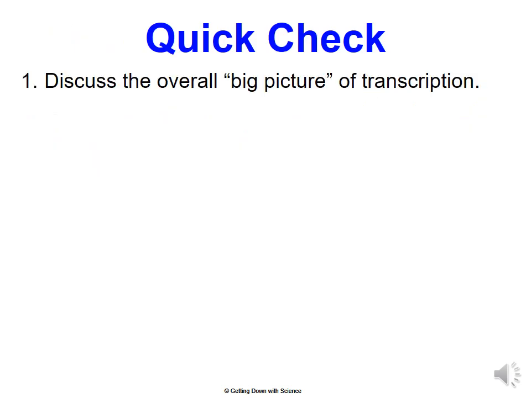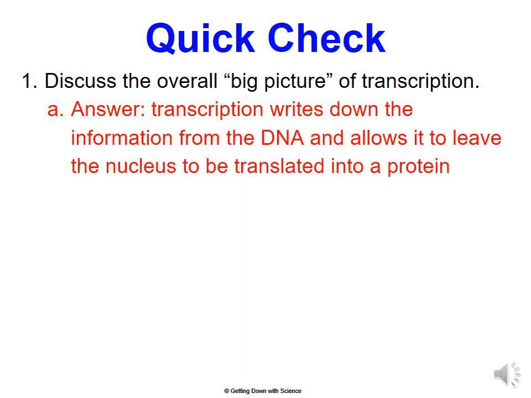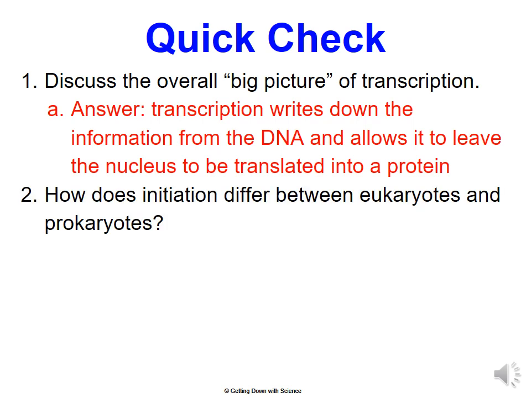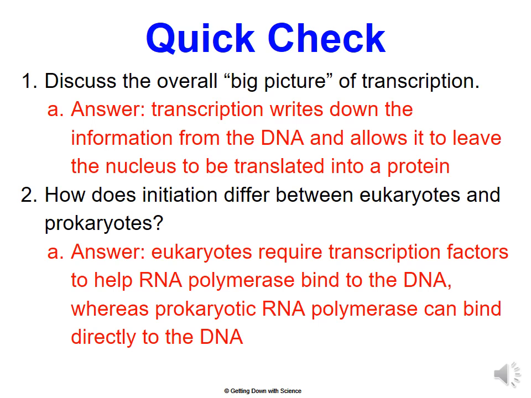Okay, so discuss the overall big picture of transcription. Transcription writes down the information from the DNA and allows it to leave the nucleus to be translated into a protein. How does initiation differ between eukaryotes and prokaryotes? So remember, in eukaryotes, we had to have those transcription factors, that extra layer of glue to attach the RNA polymerase. With prokaryotes, RNA polymerase would stick right to the DNA.